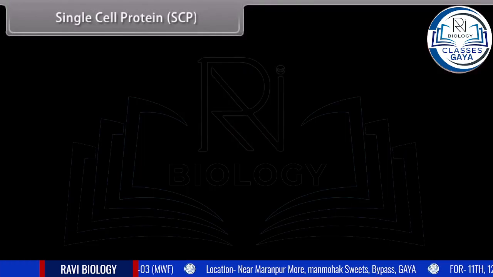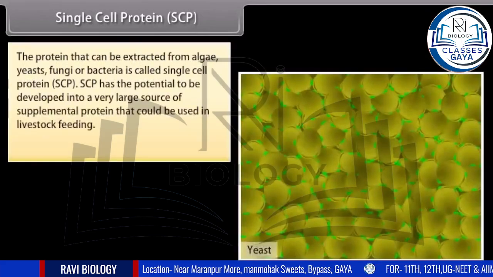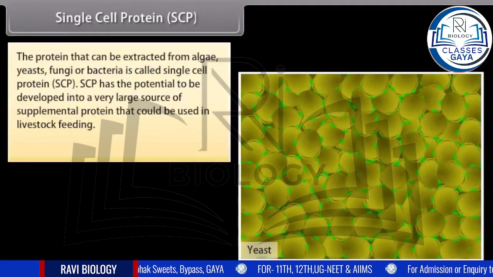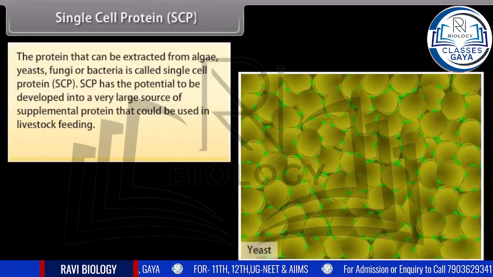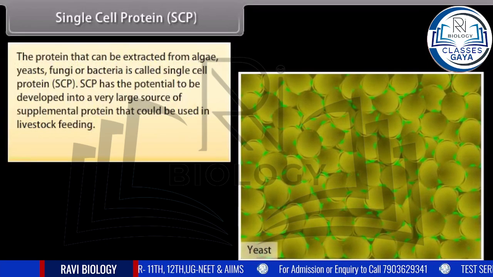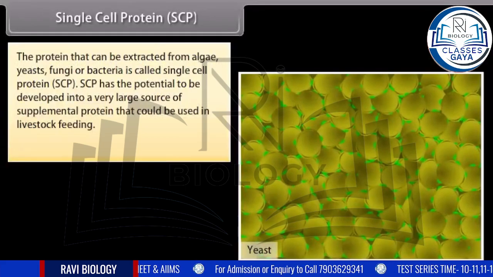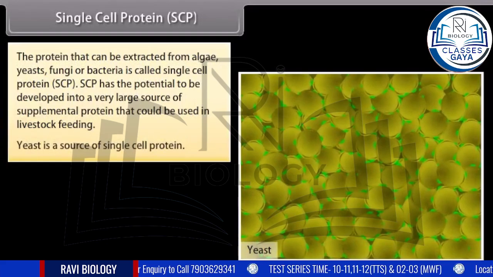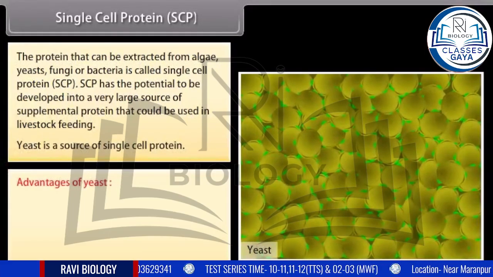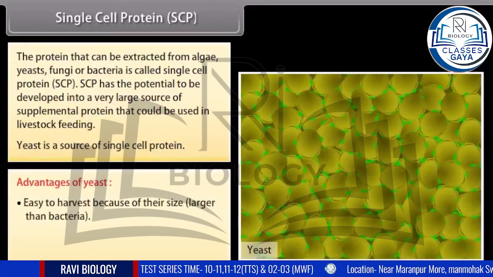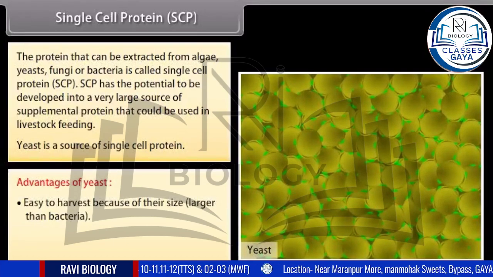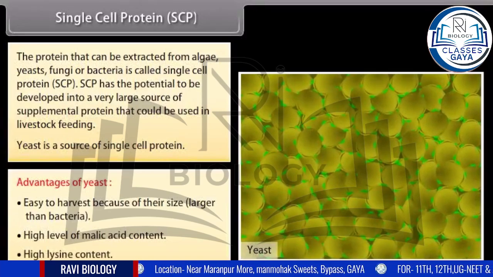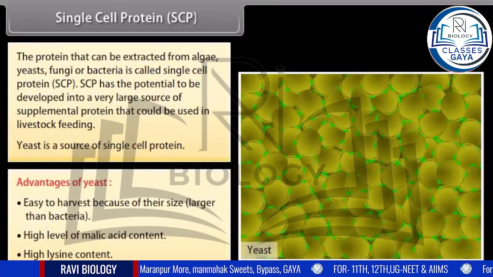Single cell protein (SCP). The protein that can be extracted from algae, yeasts, fungi or bacteria is called single cell protein (SCP). SCP has the potential to be developed into a very large source of supplemental protein that could be used in livestock feeding. Yeast is a source of single cell protein. Advantages of yeast: easy to harvest because of their size, which is larger than bacteria, high level of malic acid content, high lysine content, can grow at acidic pH.